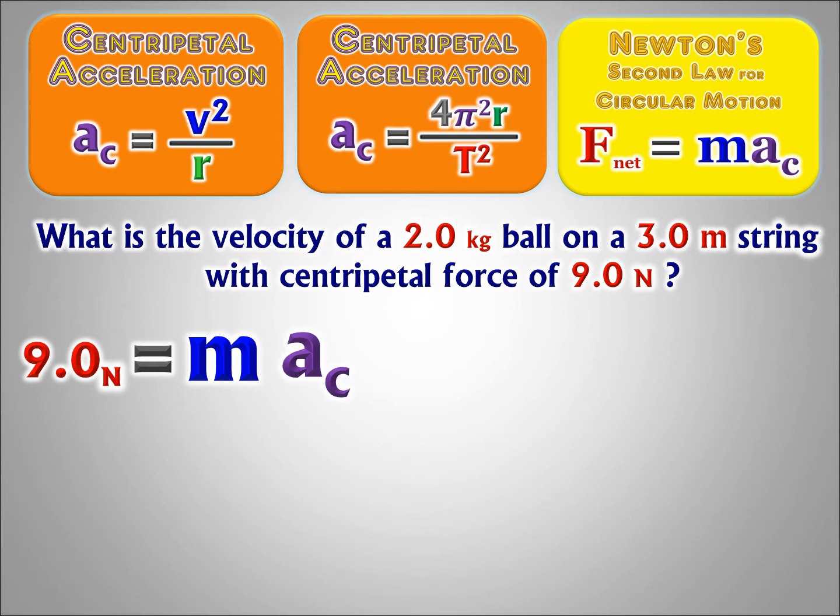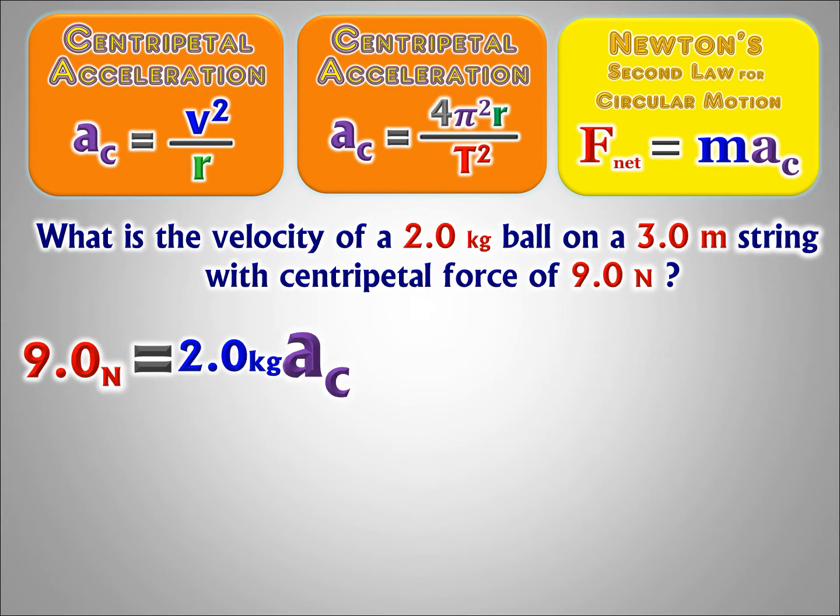And then what else do we have? Do we have the m? Well, there is a 3.0 m string, but remember, that's meters. Meters is a length, not a mass. So which one is actually the mass? The mass is actually the 2.0 kilograms. So let's put that instead of the mass, okay? And then we're going to solve for centripetal acceleration, a_c.